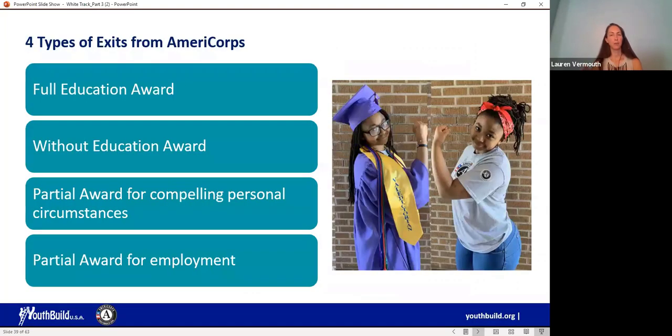So let's talk about a similar but slightly different way to earn a partial award, and that's for employment purposes. So this is applying to our YouthBuild AmeriCorps members, not our full-time members. This is another one of those things that's kind of special to us because this is one of those outcomes that we're seeking in our program. So if a young person is leaving to take on an employment opportunity, and that's going to prevent them from finishing their service term, they could earn a partial award.